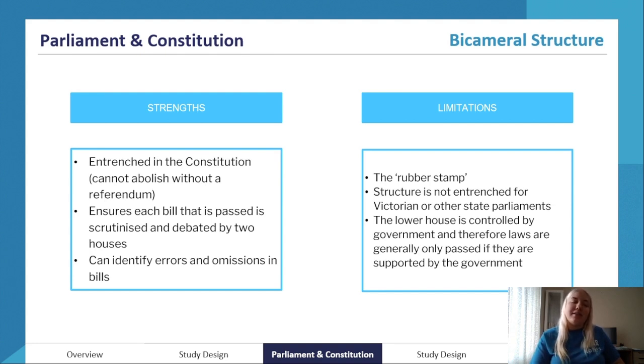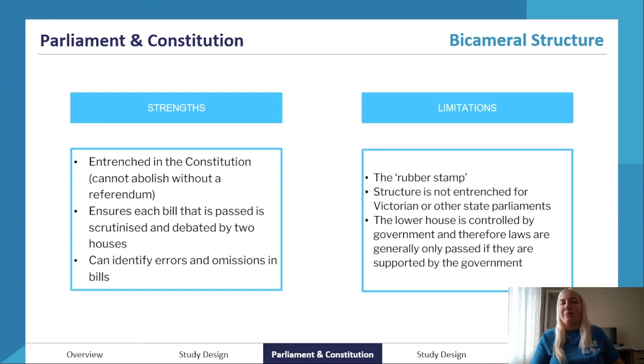So obviously, if this is done, it just helps to ensure that the bills, the laws that are initiated, are really strong, really foolproof. They're going to be effective, likely, and there's nothing missing or errors within those laws.